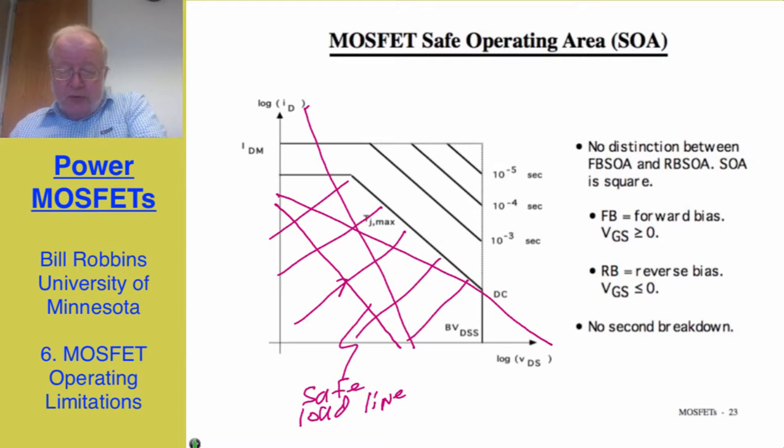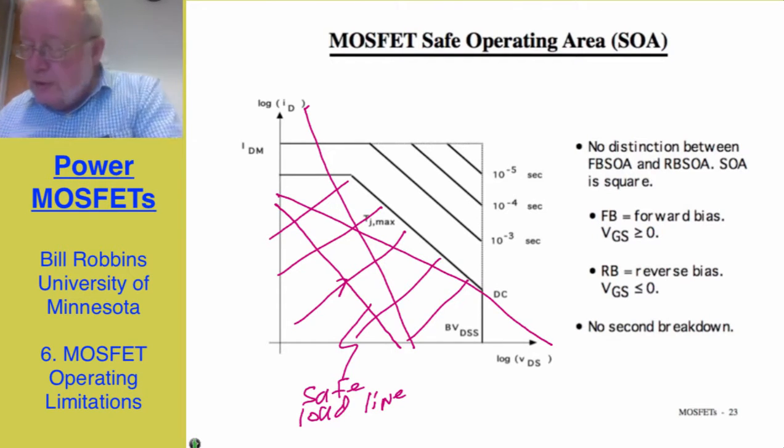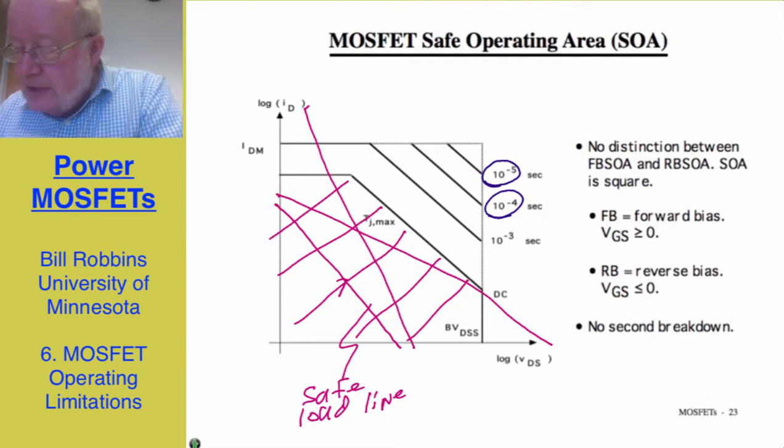Now fortunately for us, we're not limited in power electronics by the DC condition. We're limited by how fast we can switch. What I'm showing here is that if you can switch the device on and off progressively faster and faster, here I'm talking about a millisecond, 100 microseconds, less than 10 microseconds, you can approach a larger safe operating area that's basically square, set by I sub DM horizontally and BVDSS on the vertical side.